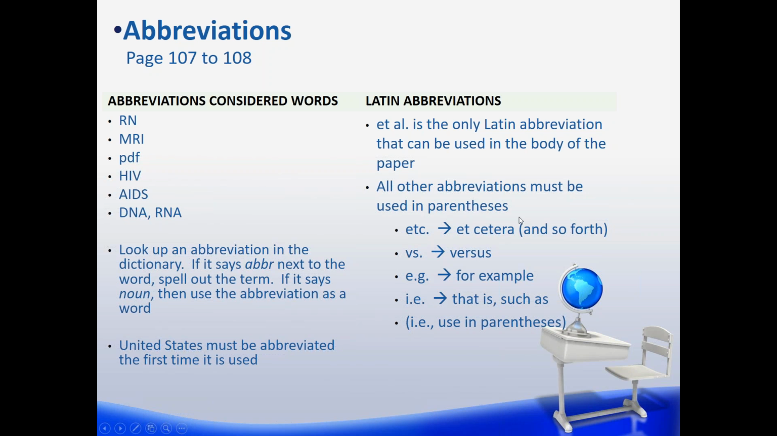With Latin abbreviations, they can only be used in parentheses. Otherwise, you have to spell out what they mean. And when you use them in parentheses, they have a comma that goes with them.